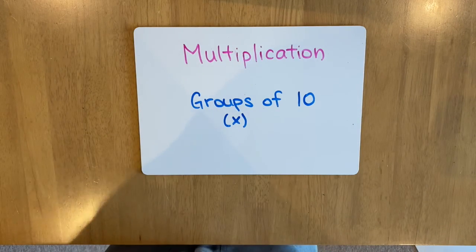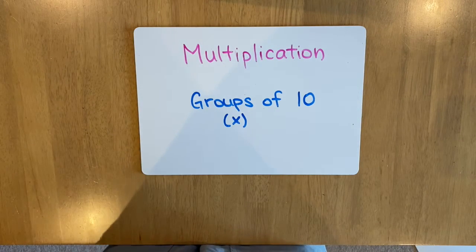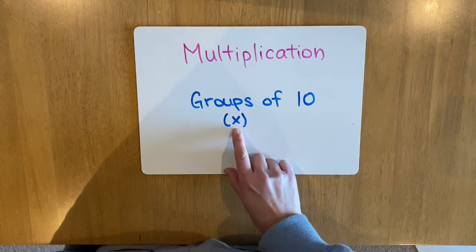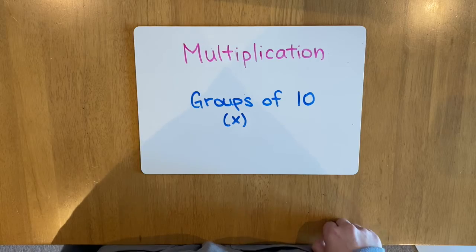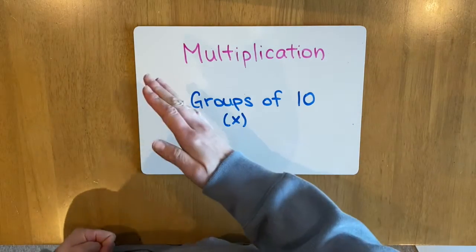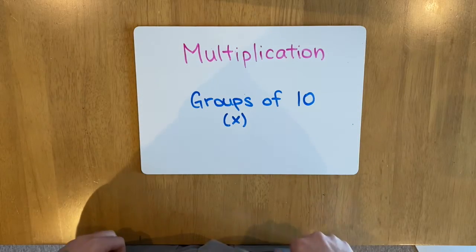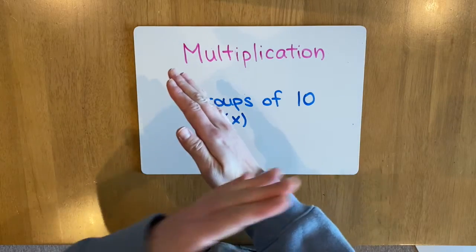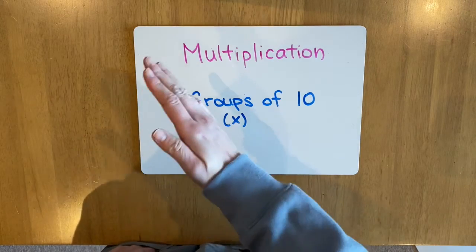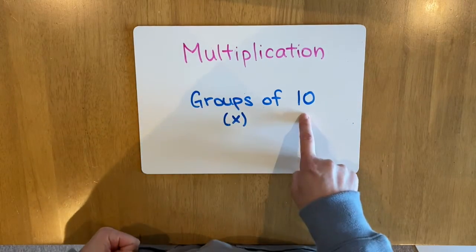Hello! In yesterday's lesson, you learnt something brand new. You learnt this symbol. The symbol is groups of. Do it one more time. Groups of. Yesterday, you did groups of 2. Today, you are going to do groups of 10.